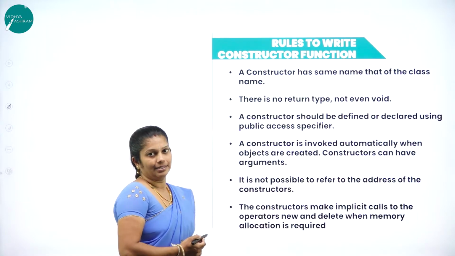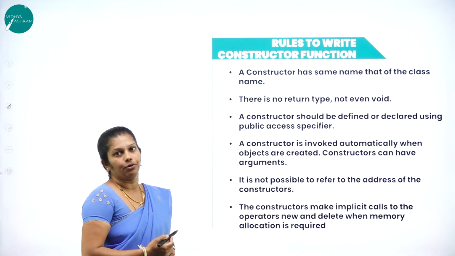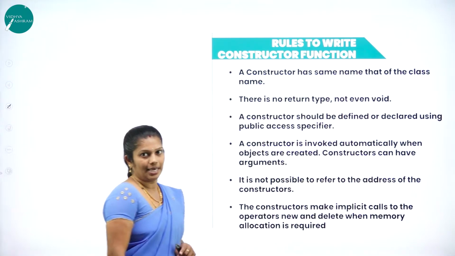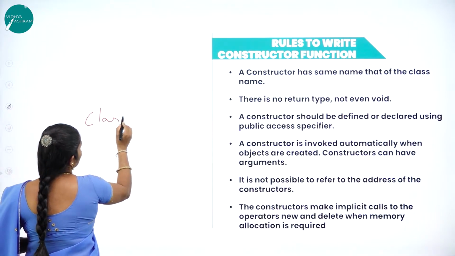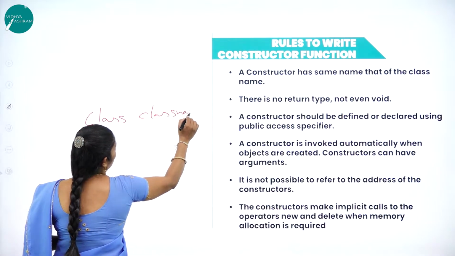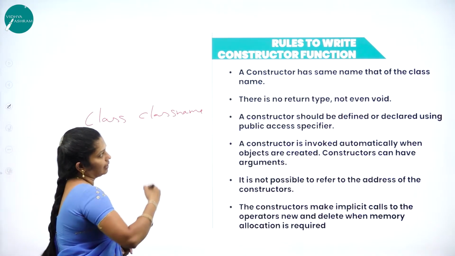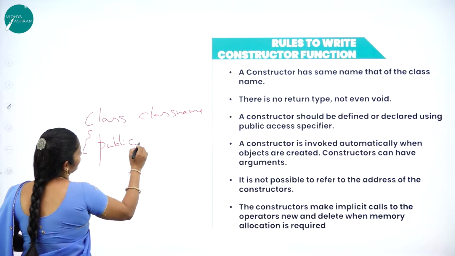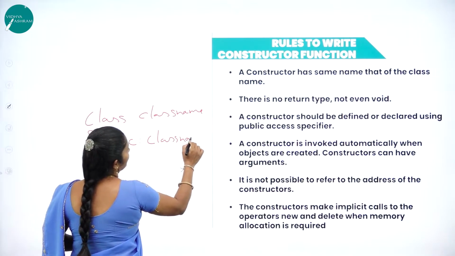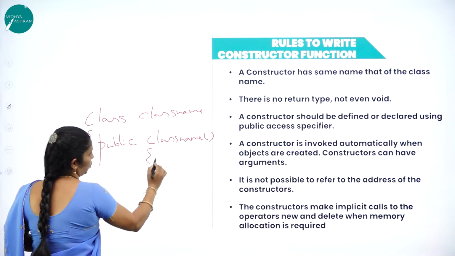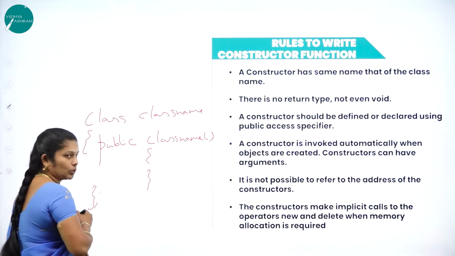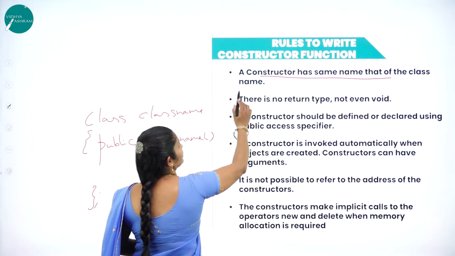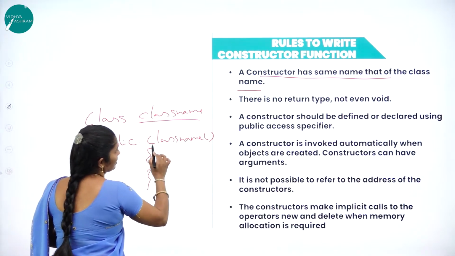If I want to write a constructor, then some rules and regulations we have to follow. First, a constructor has the same name as that of the class name. For example, consider we are creating a class. Here, whatever class name you want, you can write. Compulsorily, we have to write the constructor in the public section only. Write public, and in this, write the class name once again. Then, in the brackets, whatever statement or initialization you want, you can do. Then you close the class. It means that a constructor has the same name as that of the class name. Here, if you observe, class name, class name.